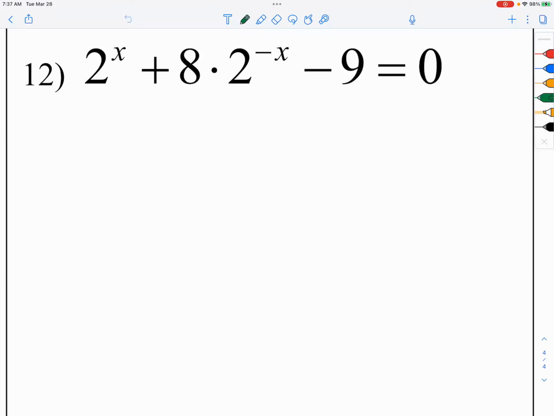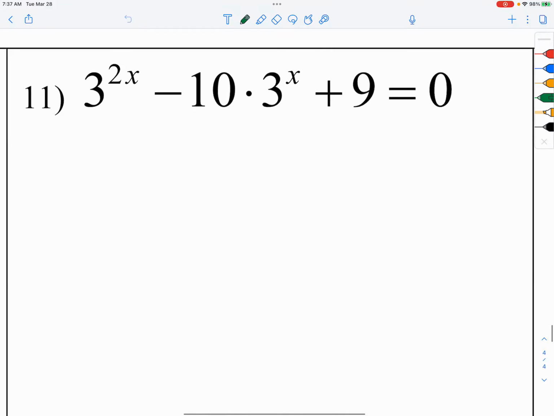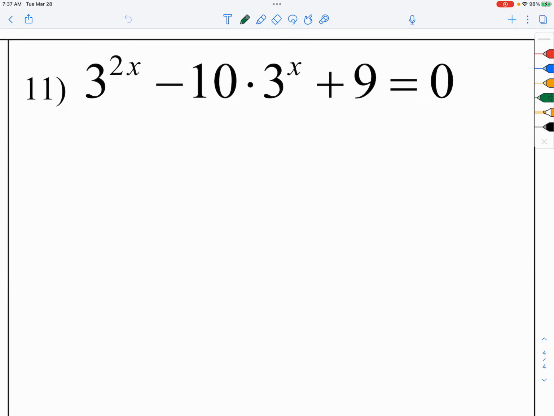Now for question number 12, you may feel like this question is something like this. All right. So last Thursday we talked about how we use the 3 to the x as a unit, right?